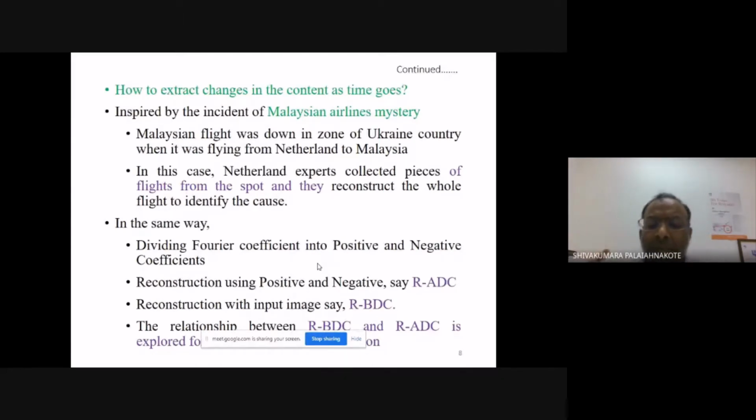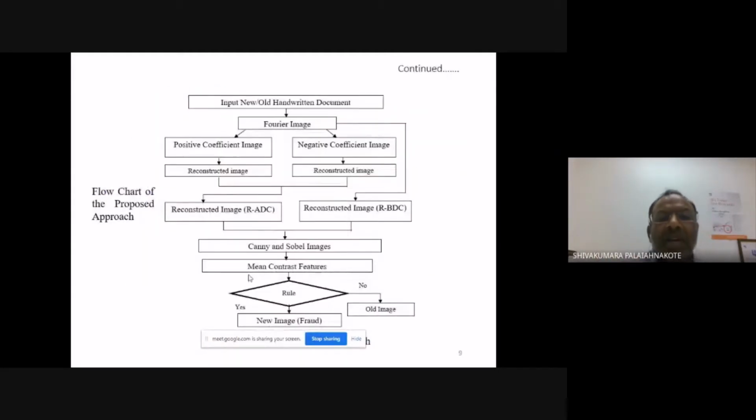Now my point is this one. So what should we do now? I will try to classify positive and negative coefficients, and then I reconstruct the image using only positive coefficients. I reconstruct the image using only negative coefficients, and then finally I will combine these two as one. Now what happens? See, this is the idea.